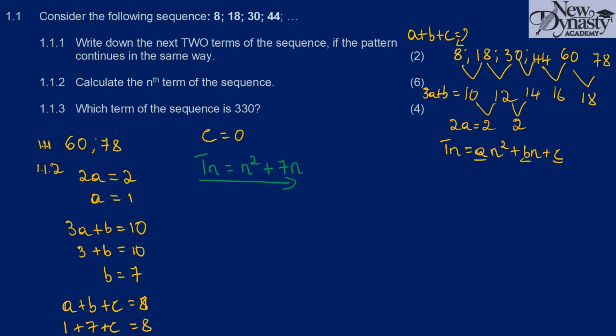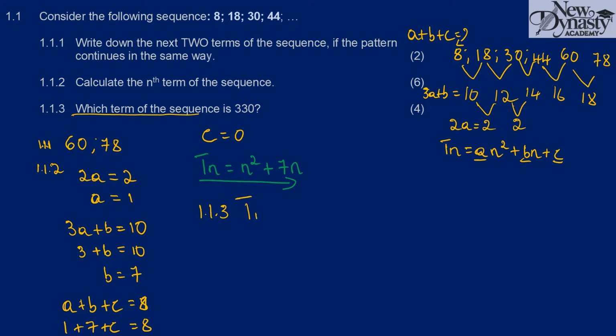So grade 12, once they ask you which term of the sequence, they are looking for the position of this term, 330. Where is it in the sequence? For us to be able to do that, it means we have to calculate the value of n, and that is going to be Tn. So your Tn is going to be 330.